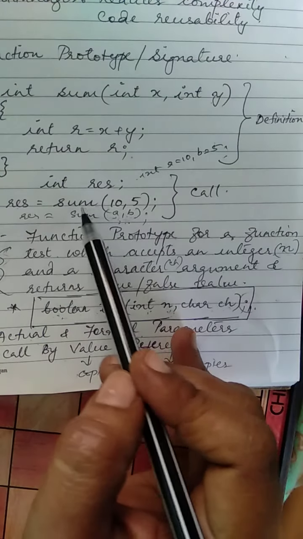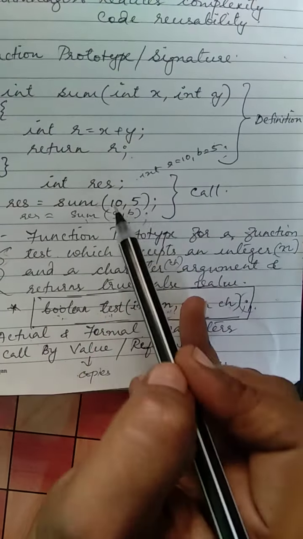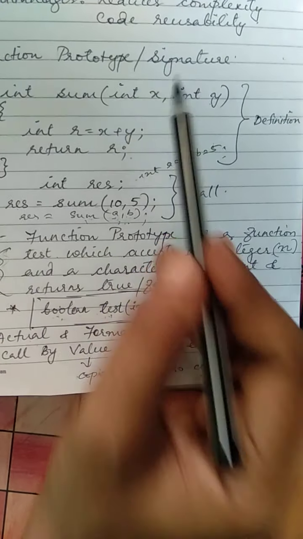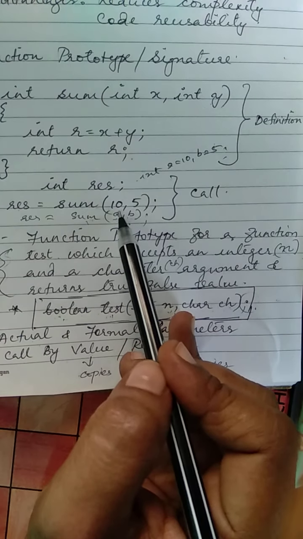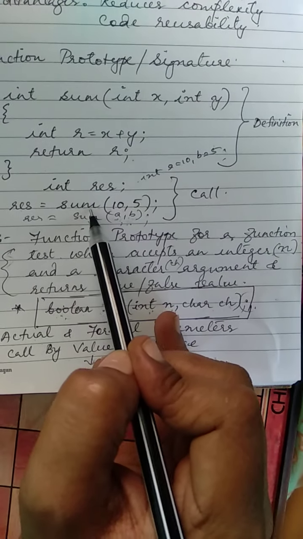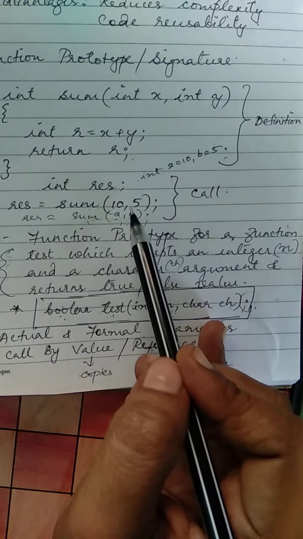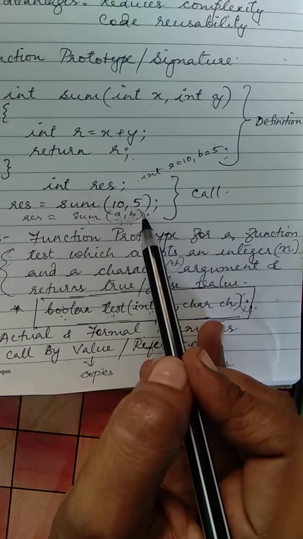In call by value, this is function call, this is function definition. These are actual parameters. These are formal parameters. Look here. In call by value, when the actual parameters are passed from the function call to the function definition, copies of these parameters are created.